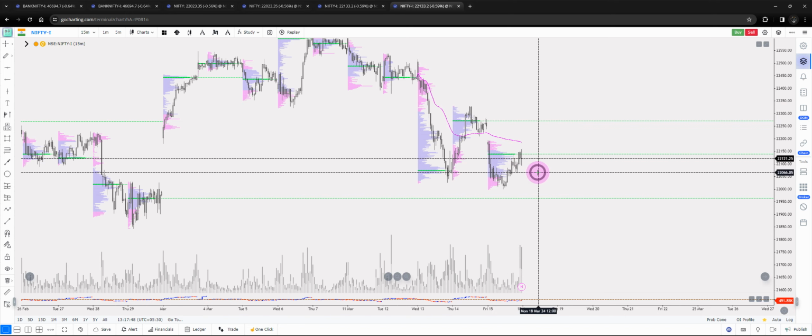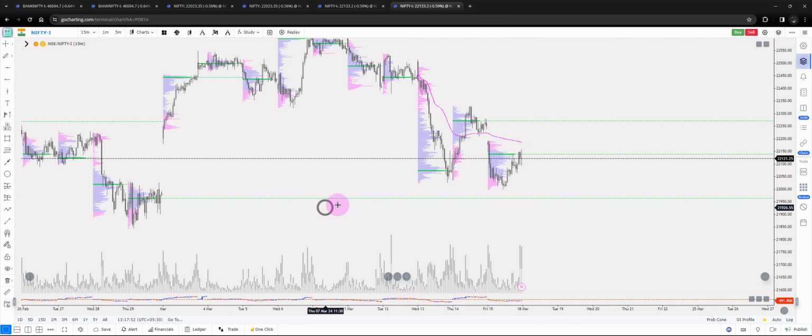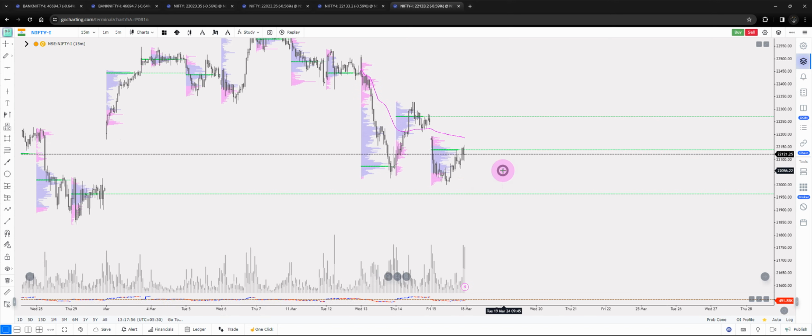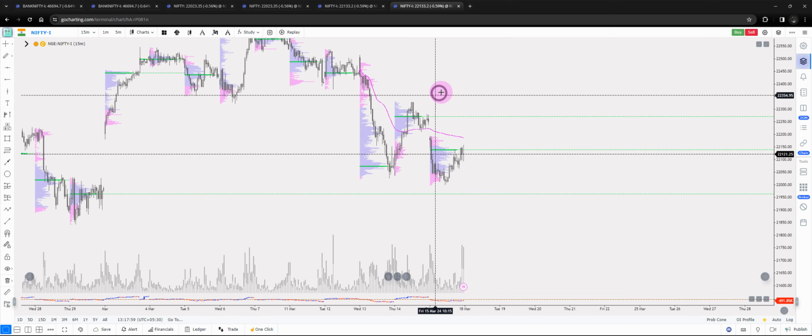And if we break this zone that we just said, the 22,050-60 zone, we can aim for something on the lower side, that is another 100 points, 21,960, and so on. Okay, so that is the first part.